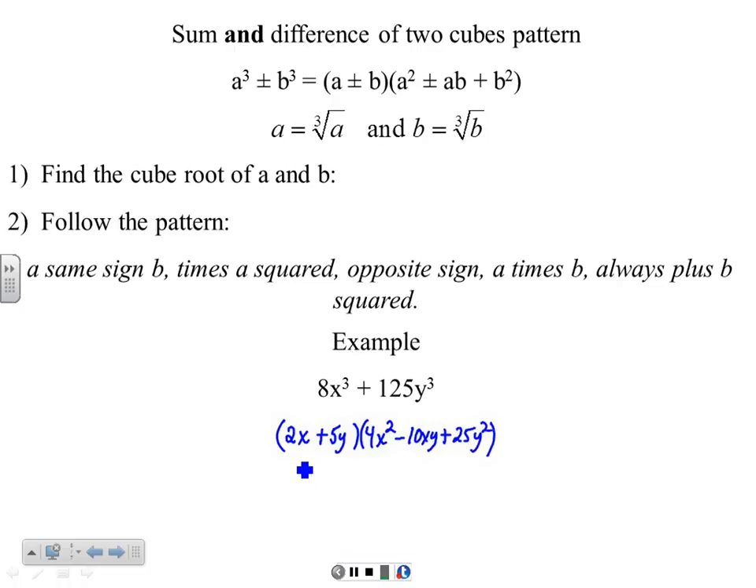So you have to memorize that pattern: A same sign B, times A squared, opposite sign, A times B, always plus B squared. And if you forget about your signs, or if you get confused about your signs, you can remember SOAP. Same sign comes first, that one goes here. Opposite sign comes next, that one goes here, and always plus goes last. Same, opposite, always plus, SOAP. So that's going to help you remember your signs.